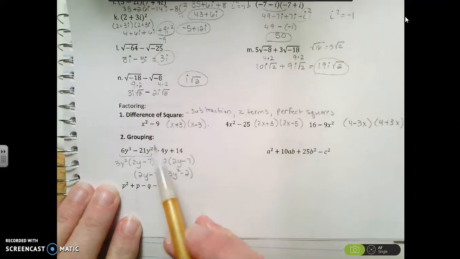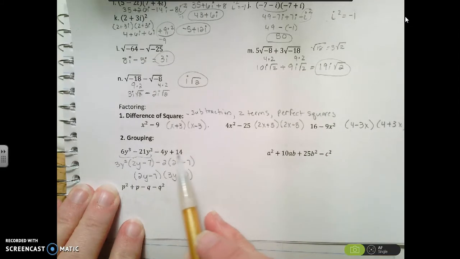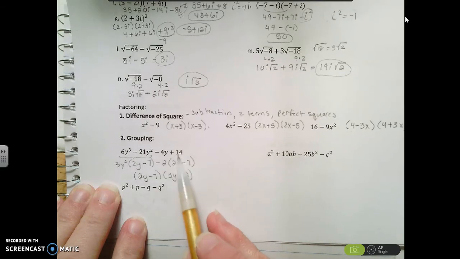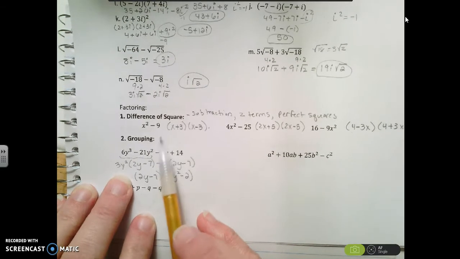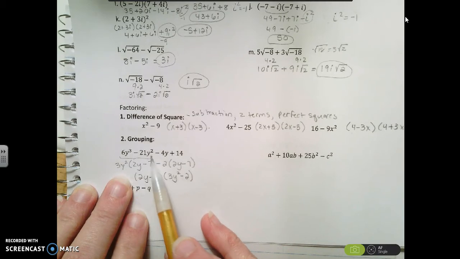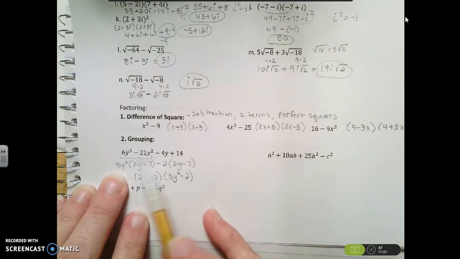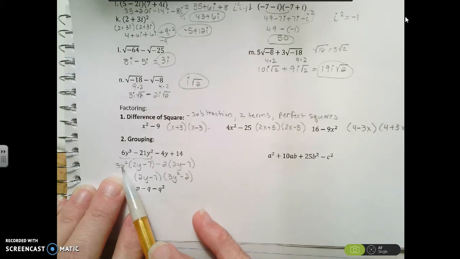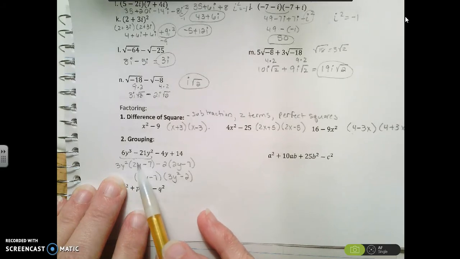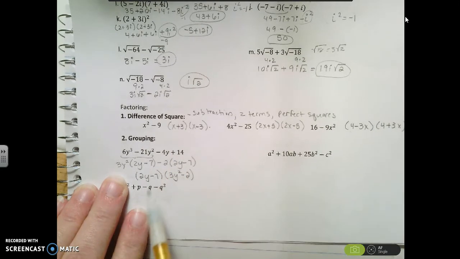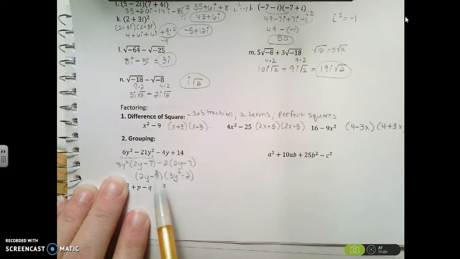Here's another kind, this is called grouping, and grouping usually happens when you have 4 terms. And usually what happens is you can group the first 2 together and the last 2 together and then factor them. So on this one, if we group the 6y cubed and the 21y squared together, they have a 3y squared in common. So I'm factoring out the greatest common factor. So then I'm left with 2y minus 7. So remember, if I distributed this back in, 3y squared times 2y would be 6y cubed, and 3y squared times negative 7 would be negative 21y squared.